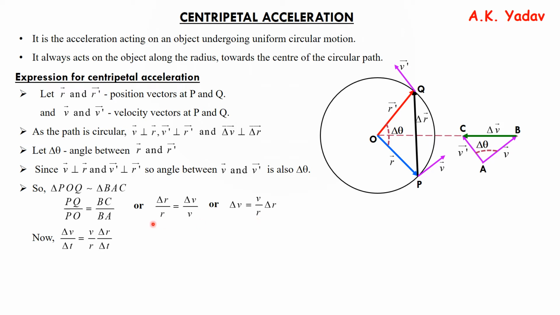Now delta V by delta T, we put the value of delta V. Delta V by delta T is centripetal acceleration AC. V by R as such, delta R by delta T is V. So we get AC is equal to V square by R. Now AC equal to V square by R, we put the value of V as omega R. So what we get? AC is equal to omega square R.